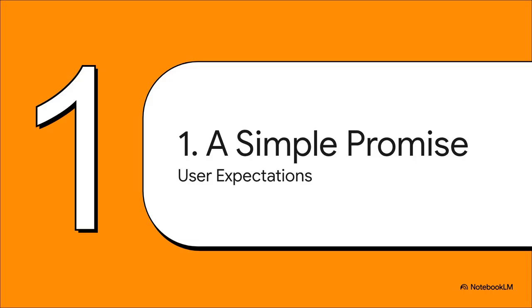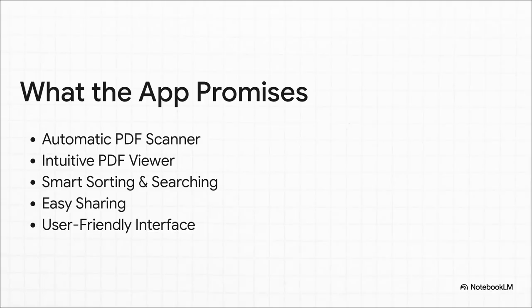Okay, first things first, let's talk about the promises. This is what you, the user, see on the app storefront. It's what sets your expectations before you even think about hitting that install button. So the app is promising it'll automatically scan for your files, give you a great viewing experience, let you sort and search like a pro, and share things easily. You know what? These aren't just random features. They're pretty much the bare minimum you'd expect from a utility app today. The core promise here is effortless. Let's see if the tech actually backs that up.